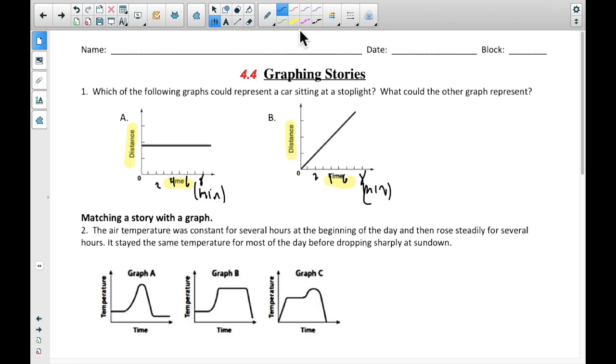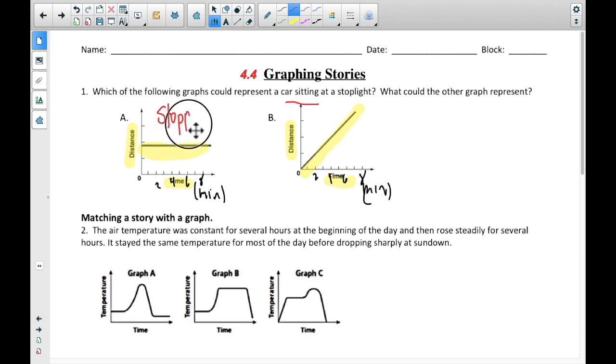When we look at the graph, we have to look at the axes to see how it's set up, but then what we're really looking at is the line itself. So what is this line doing, and what is this line doing? As we look at these, the question is which of the following could represent a car sitting at a stoplight, and what could the other one represent? Okay, if this is a stoplight, it's a really long stoplight because I made it 8 minutes long. So this one would be where the car is stopped.